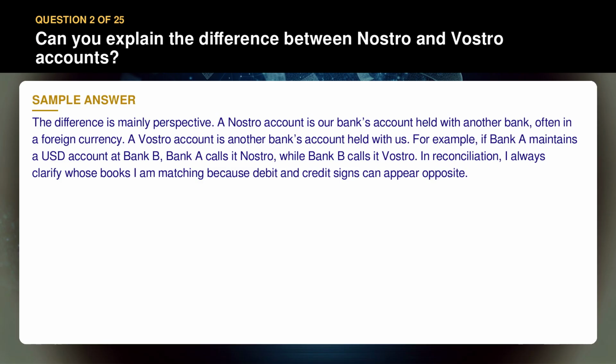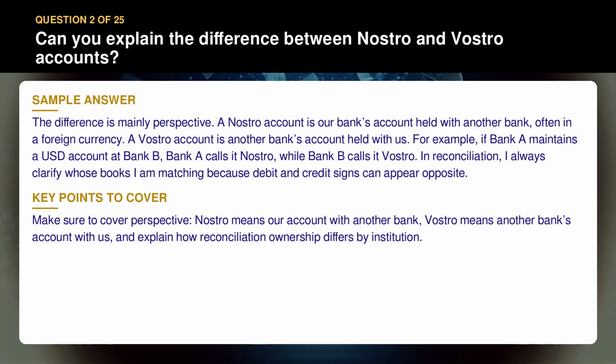For example, if Bank A maintains a USD account at Bank B, Bank A calls it Nostro, while Bank B calls it Vostro. In reconciliation, I always clarify whose books I am matching, because debit and credit signs can appear opposite. Make sure to cover perspective.